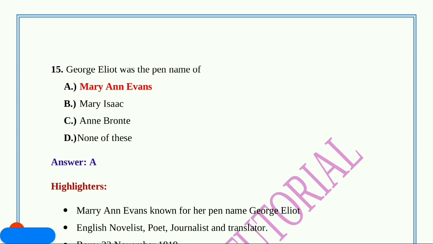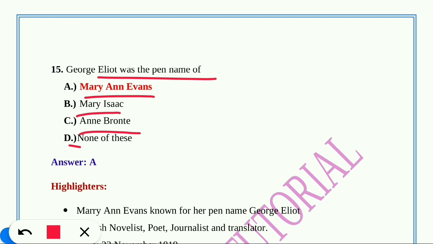George Eliot was the pen name of option A, Mary Ann Evans; option B, Mary Isaac; option C, Annie Bronte; and option D, none of these. Here the answer is Mary Ann Evans, who is the writer of Middlemarch.